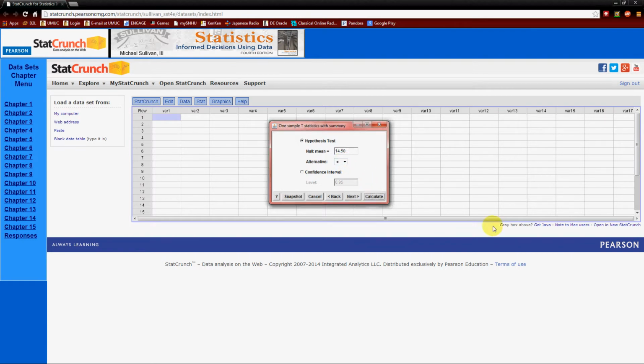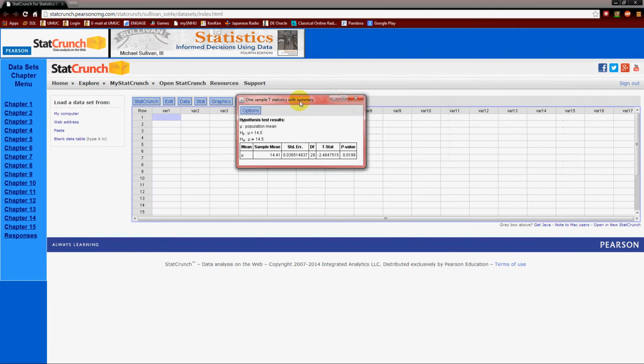And we hit calculate. And then through the magic of computers, mu is the population mean. Our null hypothesis is that mu is equal to 14.5, which matches what we thought we wanted. The alternative, here is h sub a for alternative. In the book, it's h sub 1. Mu is not equal to 14.5. That also matches what we expected. Sample mean was 14.41, which is what we put in there.